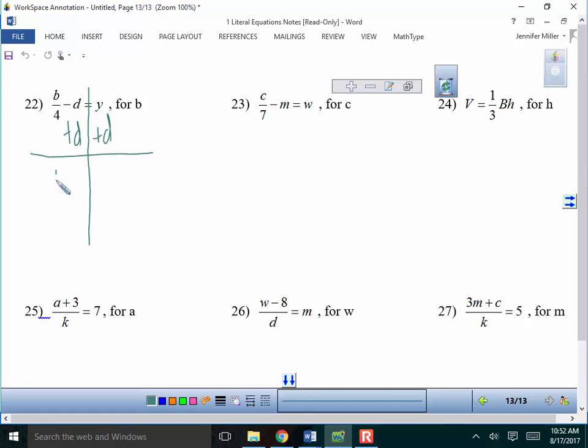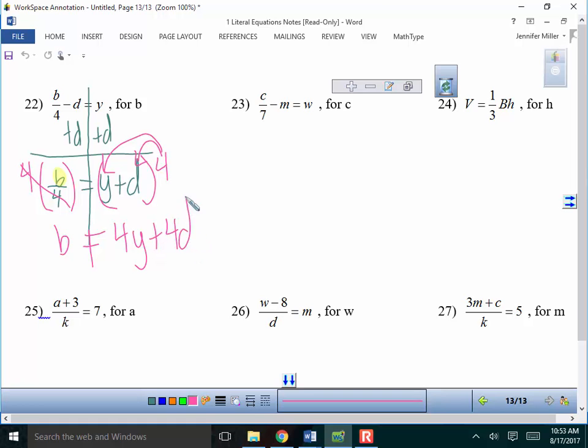Okay, and that leaves us with B over 4 is equal to Y plus D. What do you think I do now, Brianna? Remember, what we're trying to get by itself, Brianna, is this b. So what do we need to get rid of? Yeah, and how do I do that? Times 4. These 4's cancel, and that leaves us with b equals, do I distribute this 4? Yes. 4y plus 40. Any questions here? What if you didn't distribute? I probably wouldn't count off, but I'd like for you to simplify.